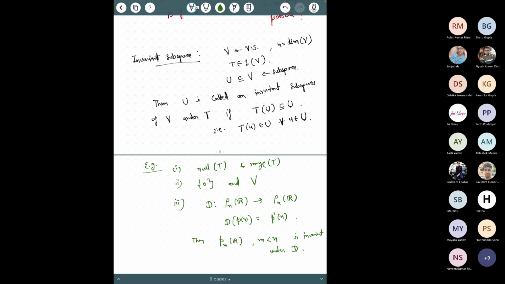So this way, for any subspace, you just check what is the image of that subspace under the given transformation. If it belongs to the same subspace, then you say that it is invariant. Sir, why not equality? Yes, equality is also possible, but that is trivial. So yes, you are right.